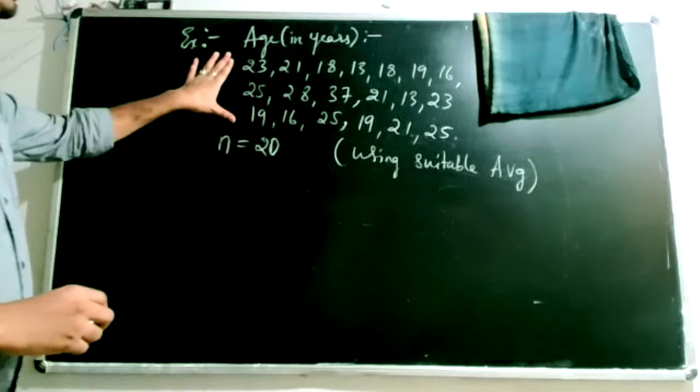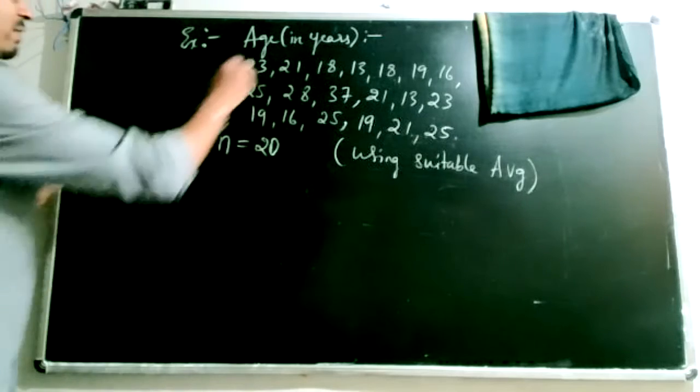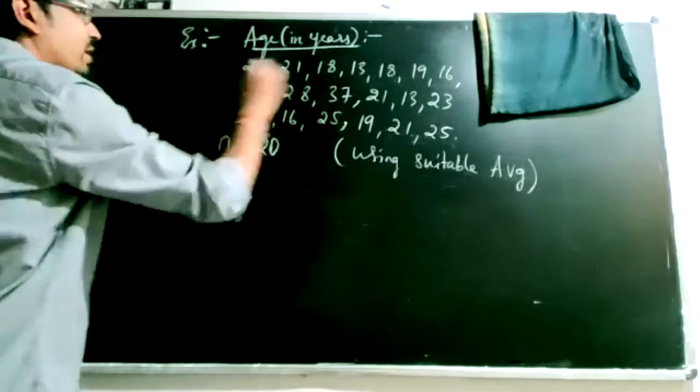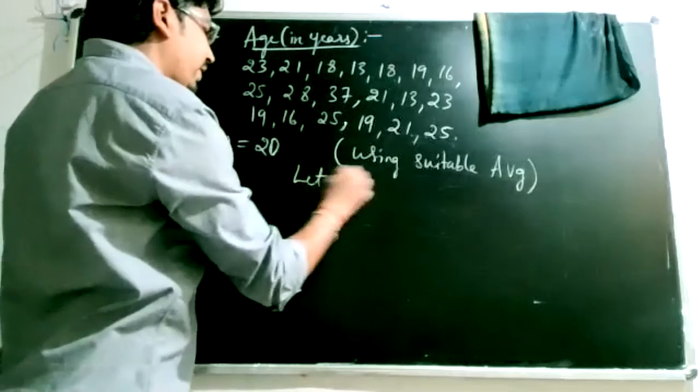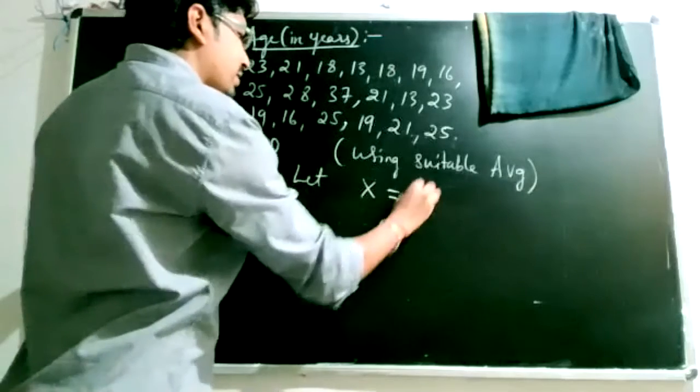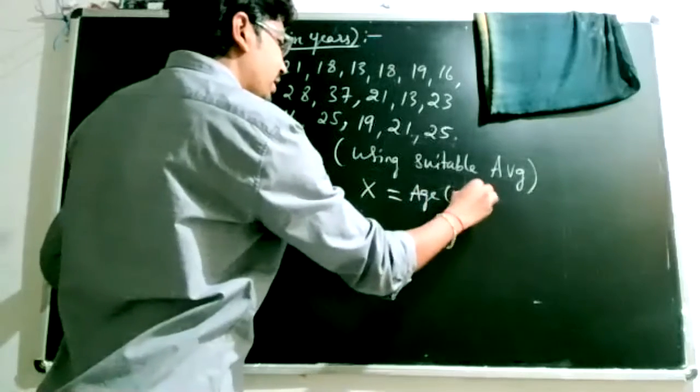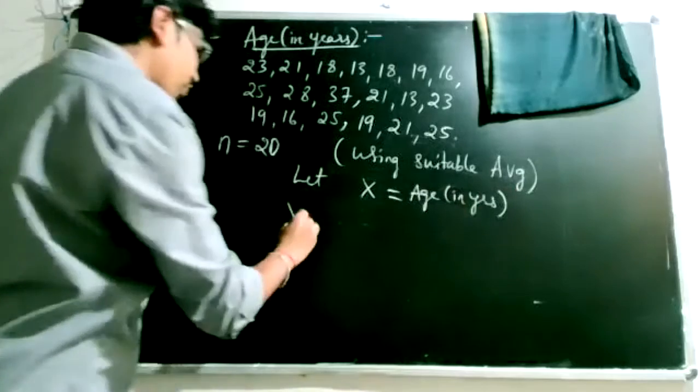So here, as said, you have been given just the values of age, which we call raw data. So let us quantify it by a variable. Let x be equal to age in years. Then I have to obtain x bar.